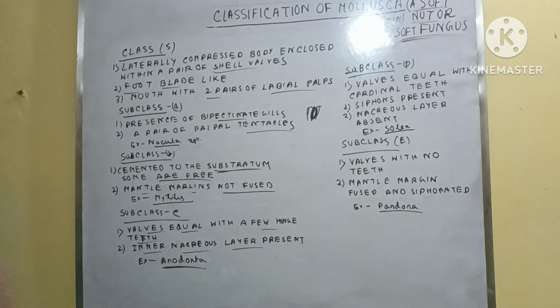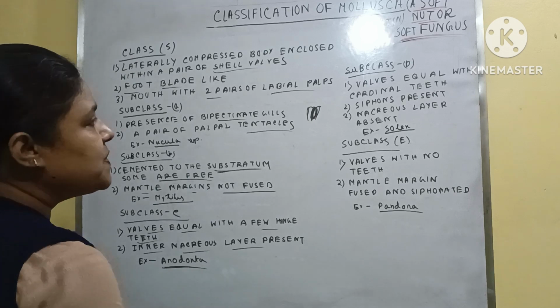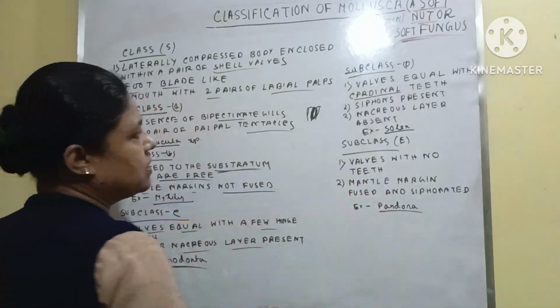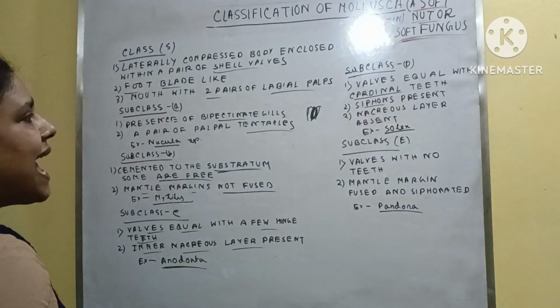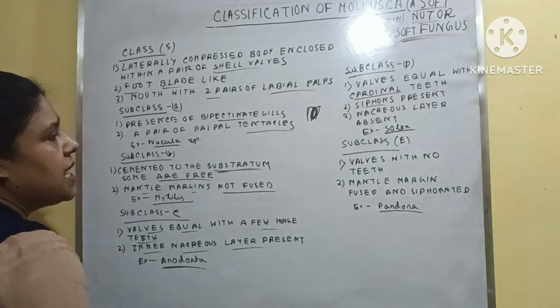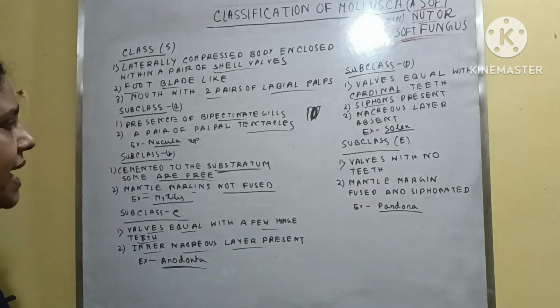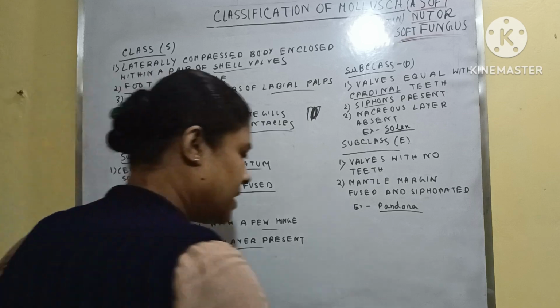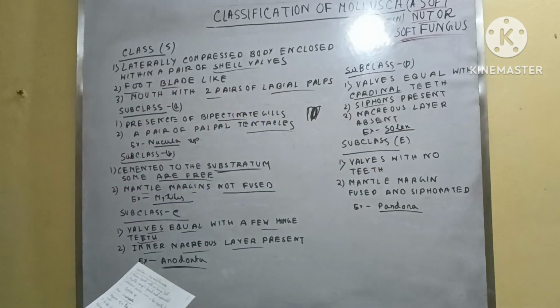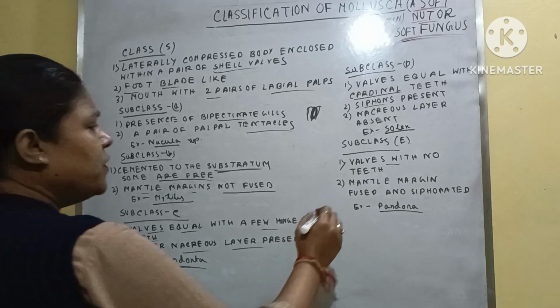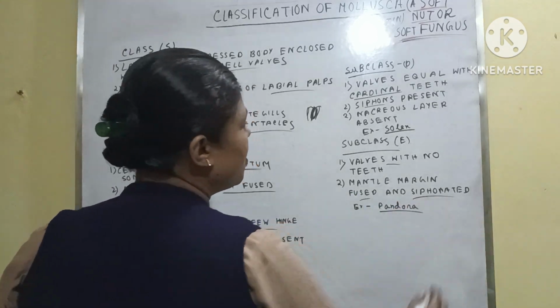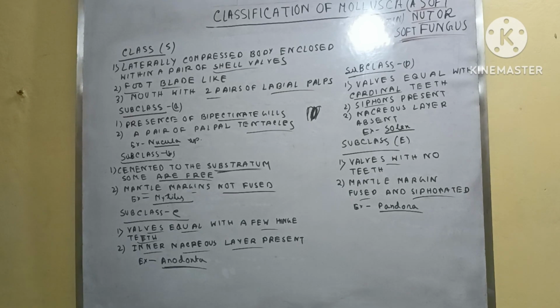Example is the anodonta. The next one is the heterodonta, and here the valves are equal with cardinal teeth and siphons, that is one kind of sensory organ, present, and here the nacreous layer is absent. Example is solen. And last subclass, that is the anomalodesmata, and here the valves with no teeth and mantle margin fused and siphonate. Obviously siphon present here. Example is the Pandora.